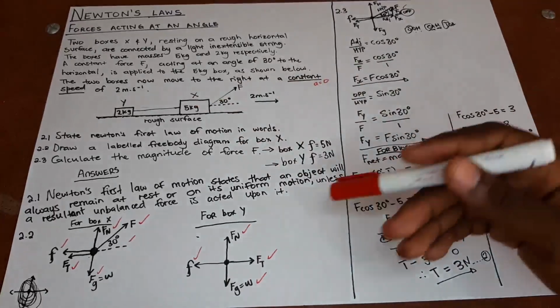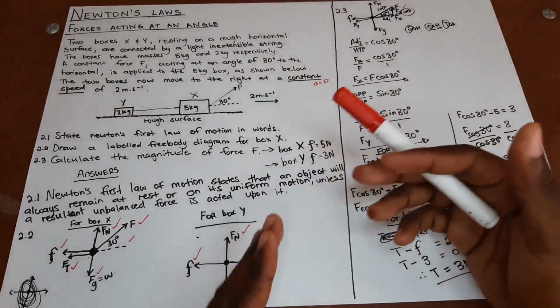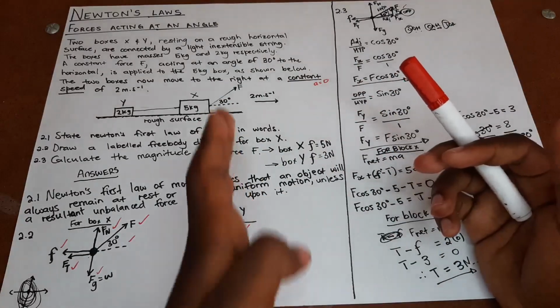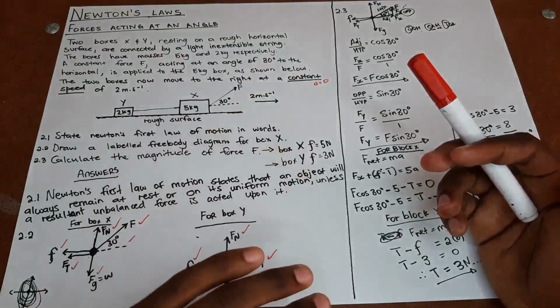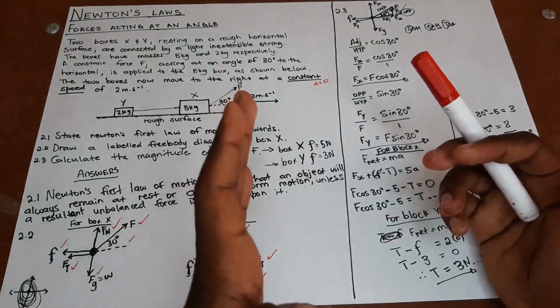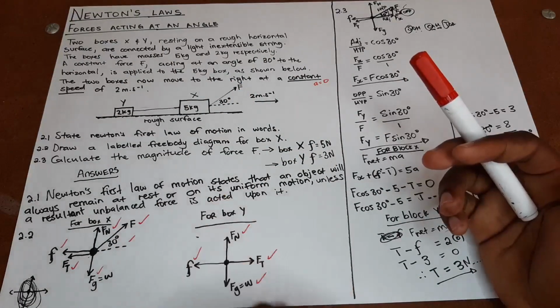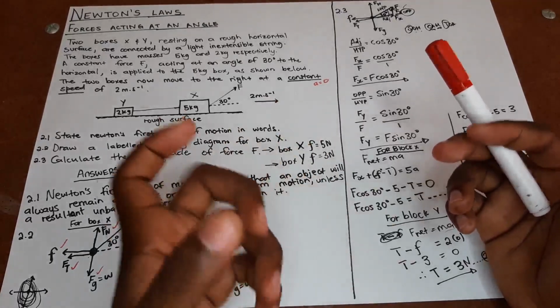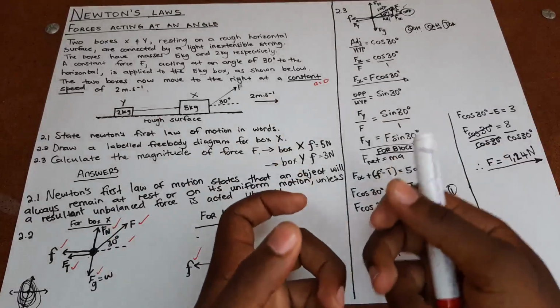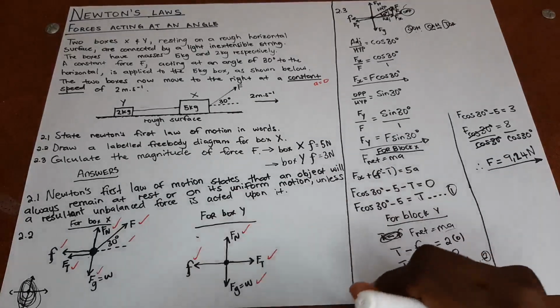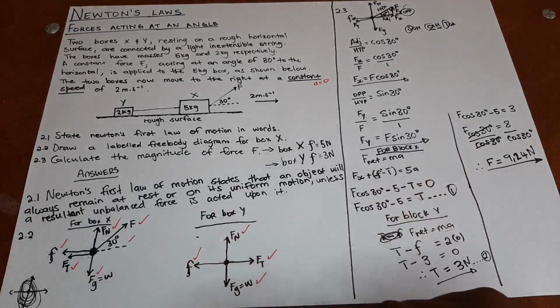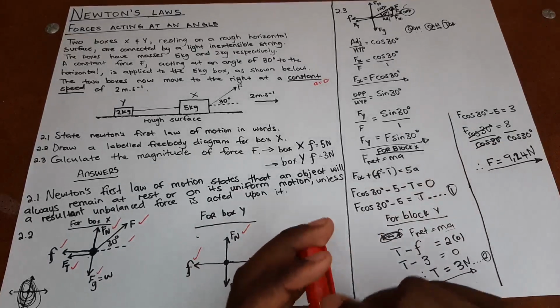If your system is moving horizontally, you're going to use the horizontal component, which is Fx. And if you are regarding forces that are acting vertically, such as your normal force, your gravitational force and other vertical forces, you can use your vertical component, which is Fy. So that's how it goes, guys.